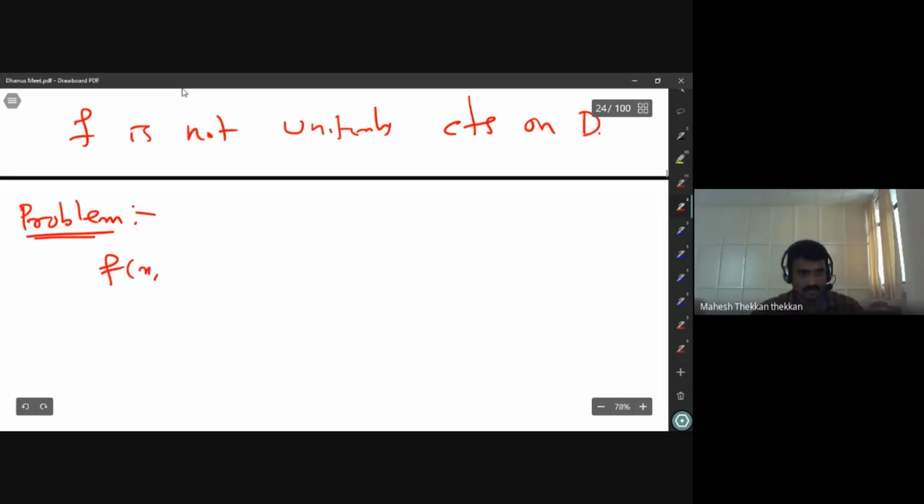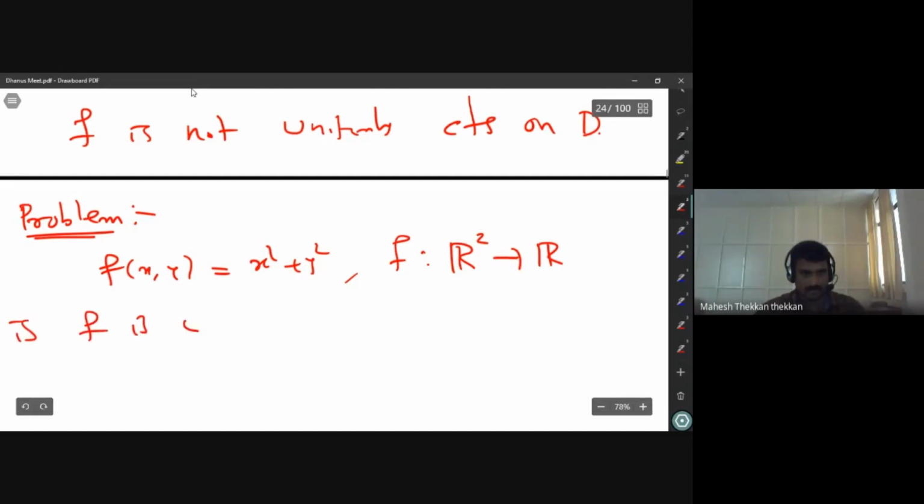Just try this later. f of x, y is equal to x squared plus y squared, defined from R2 to R. Whether this is uniformly continuous or not. Is f uniformly continuous or not? So you can immediately observe this thing.